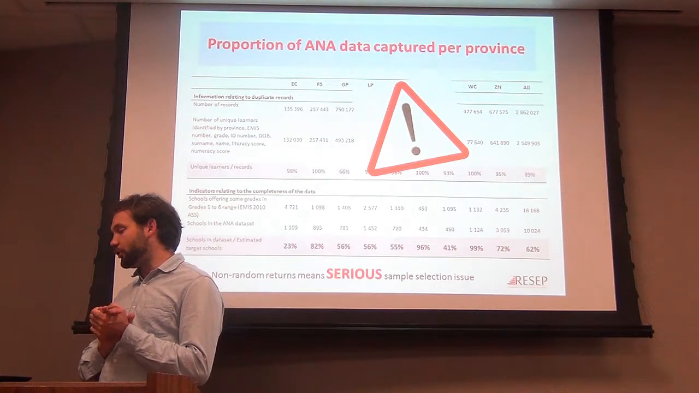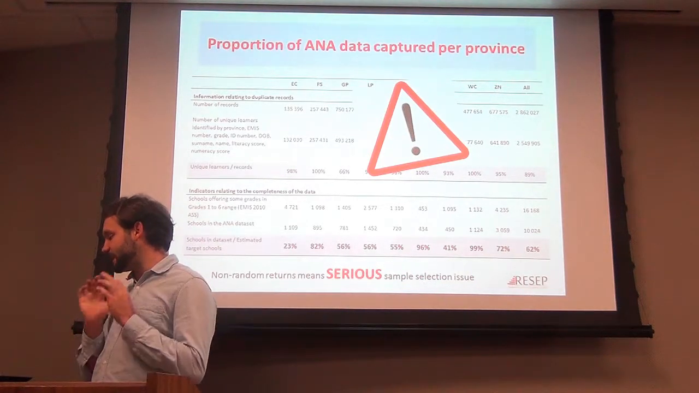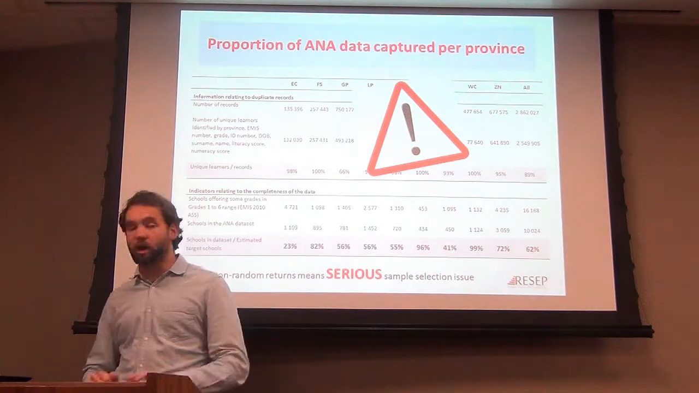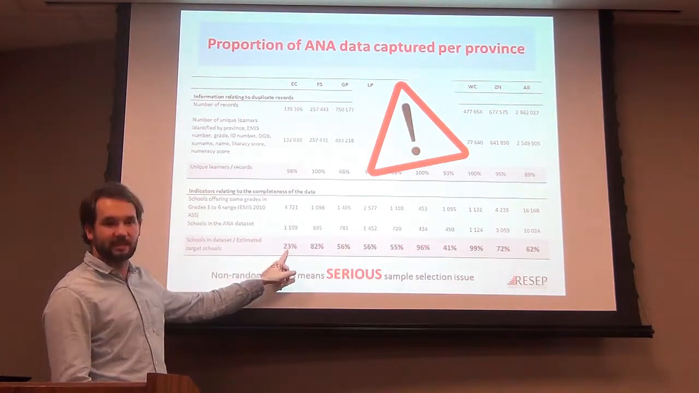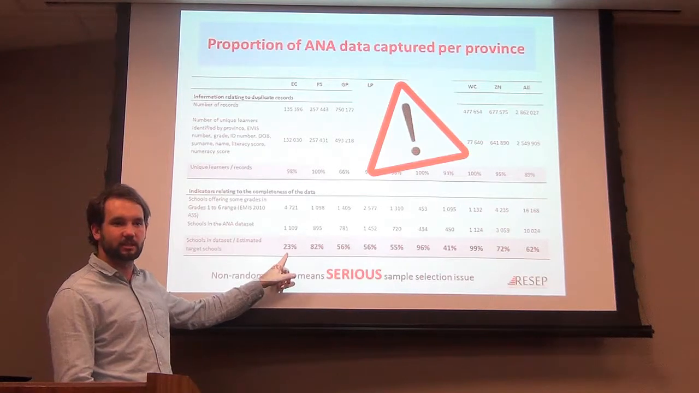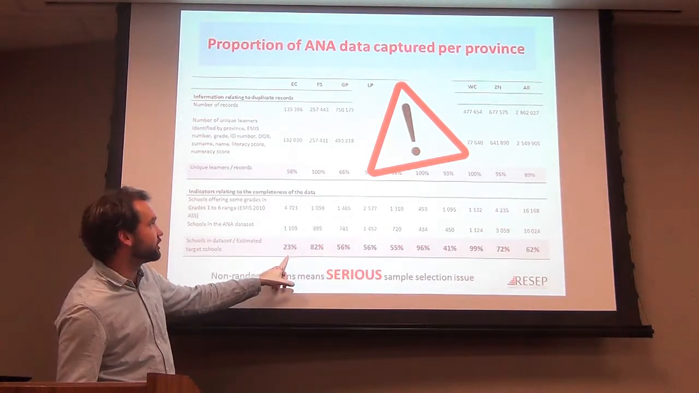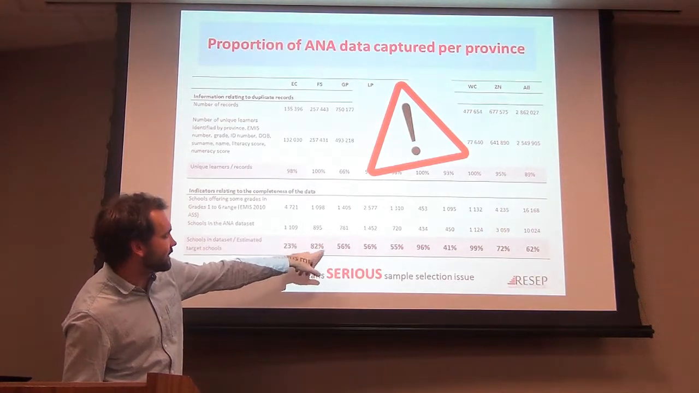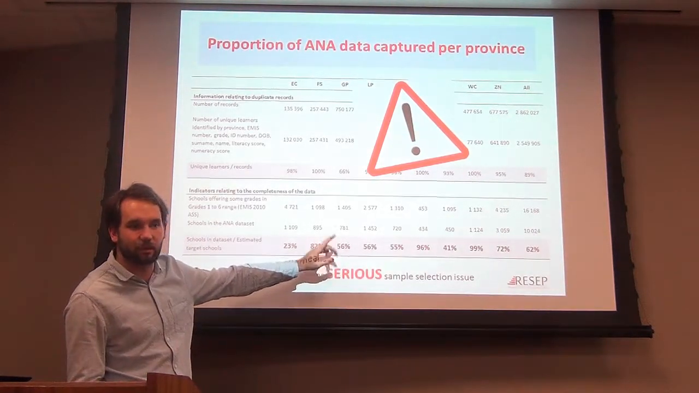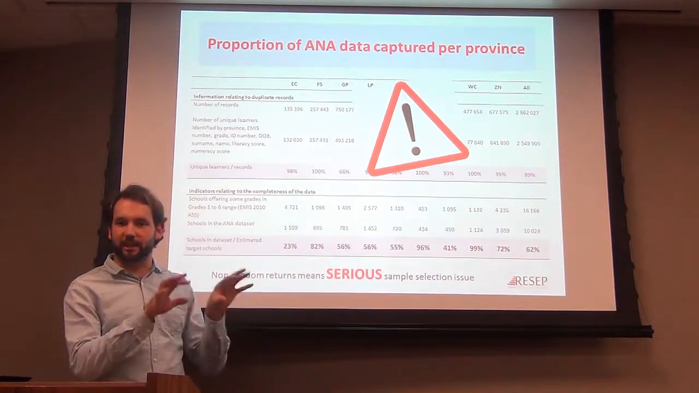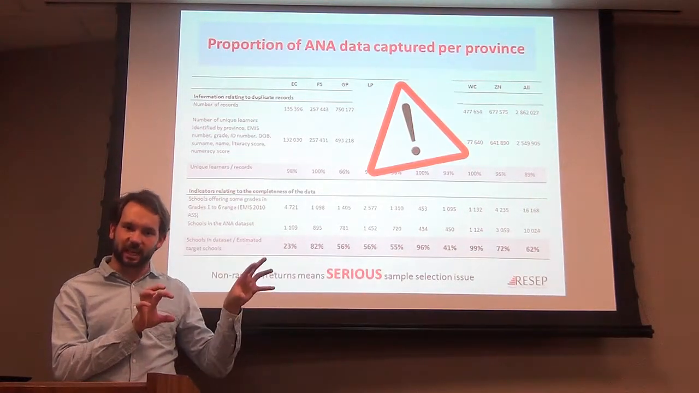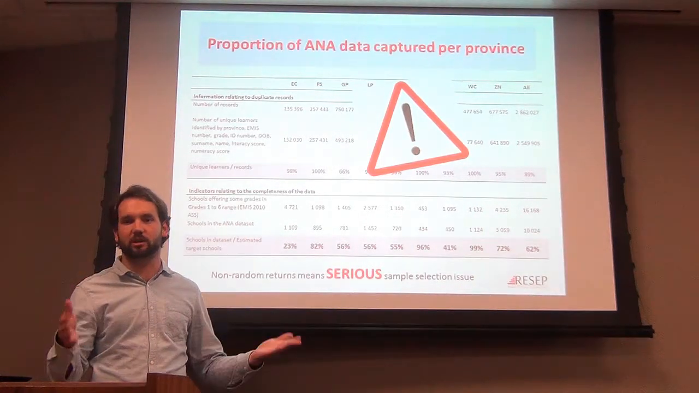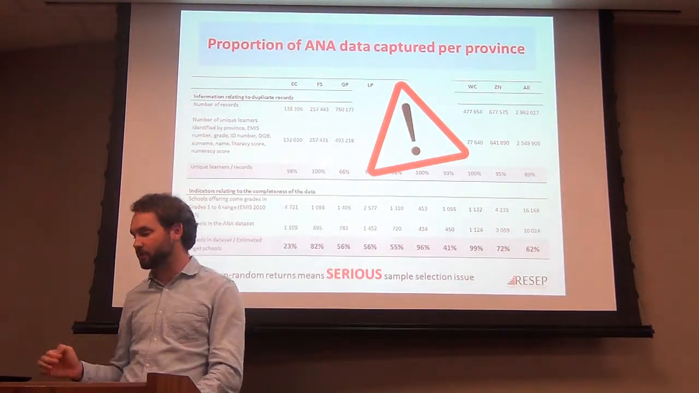So non-random returns means there's a serious sample selection issue here. We can't trust stuff that's coming from the Eastern Cape, because you're looking at the best 23% of schools in the Eastern Cape and comparing it to the best 82% of schools in the Free State, the best 56% of schools in the Gauteng province, etc. So for the rest of the report I only analyze Western Cape and KZN. But even for KZN, ideally we would have 100%, but there actually wasn't another province that had 100% data captured.